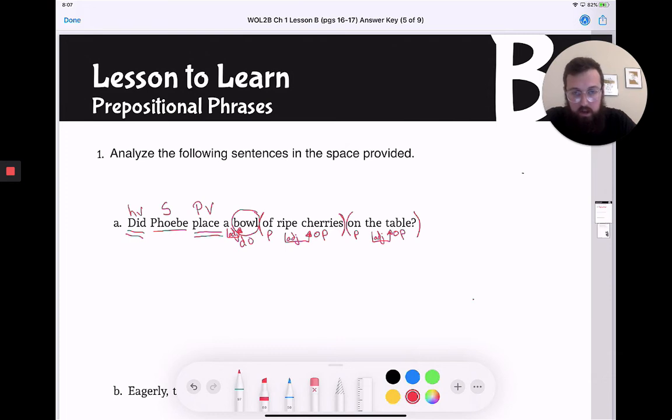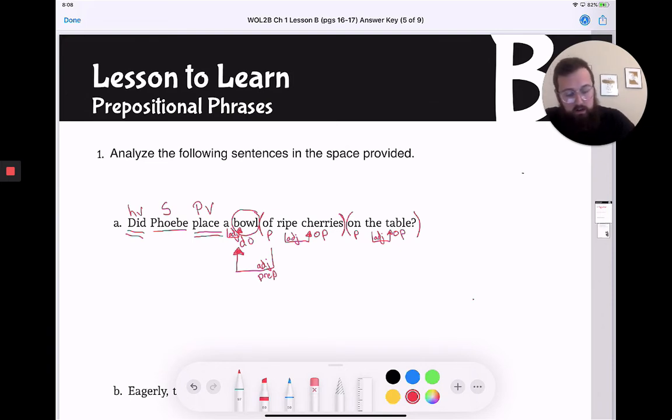the sentence. So first, I'll do the first one, of ripe cherries. What is that telling me? It's telling me about the bowl. What type of bowl? It was a bowl of ripe cherries. So I'm going to hook that to bowl, and since that is a noun, it's going to be an adjectival preposition. So ADJ, prep.